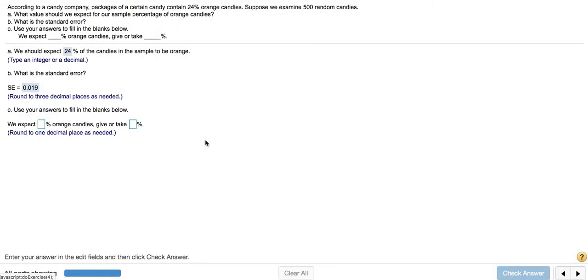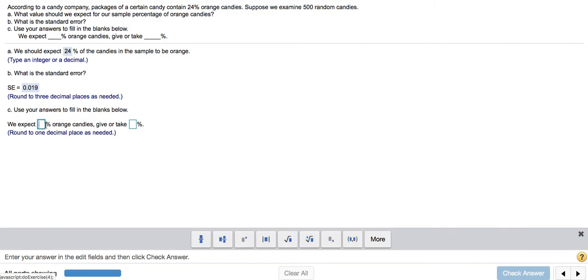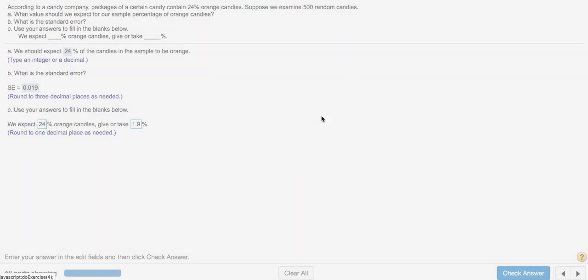And lastly, we're going to fill in here, use your answers to fill in the blanks below. So we expect 24% orange candies. Give or take, we can now convert this standard error into a percentage by multiplying by 100. So that will be 1.9%. And that is it for this problem.